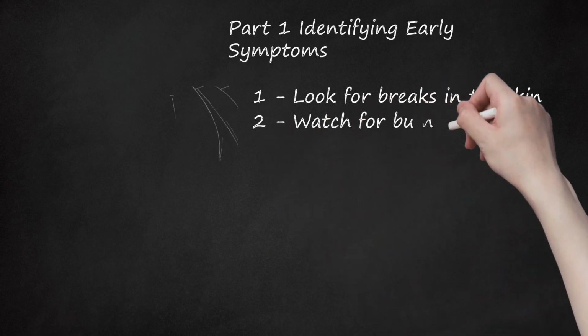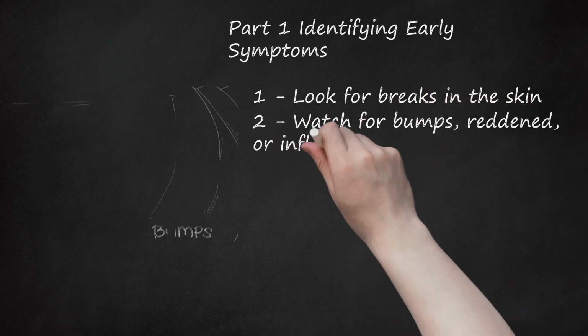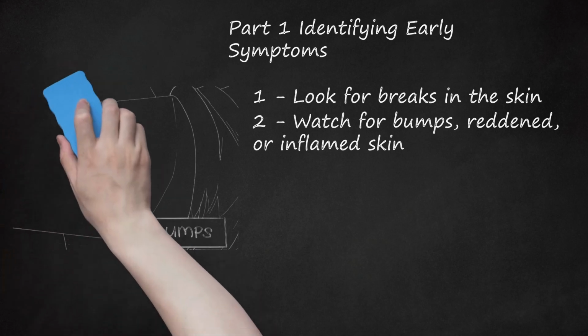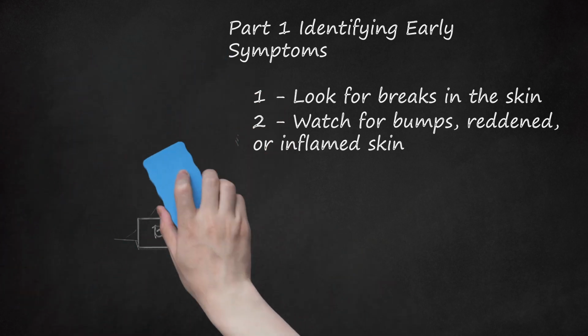2. Watch for bumps, reddened, or inflamed skin. MRSA manifests as a bump or sore area on the skin. Many times this can be confused with insect bites, such as spider bites, or it may look like a pimple. Pay attention to any areas of skin that are red, inflamed, painful, or hot to the touch. Keep an eye on minor bumps, cuts, scrapes, and redness. If they become infected, see your doctor.